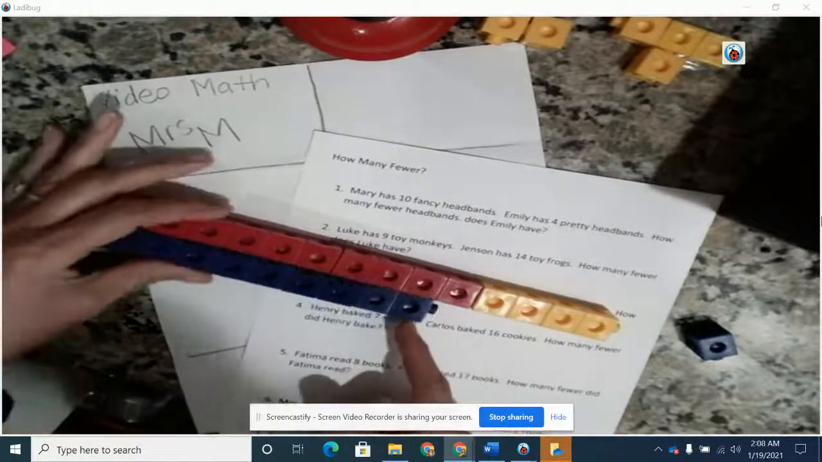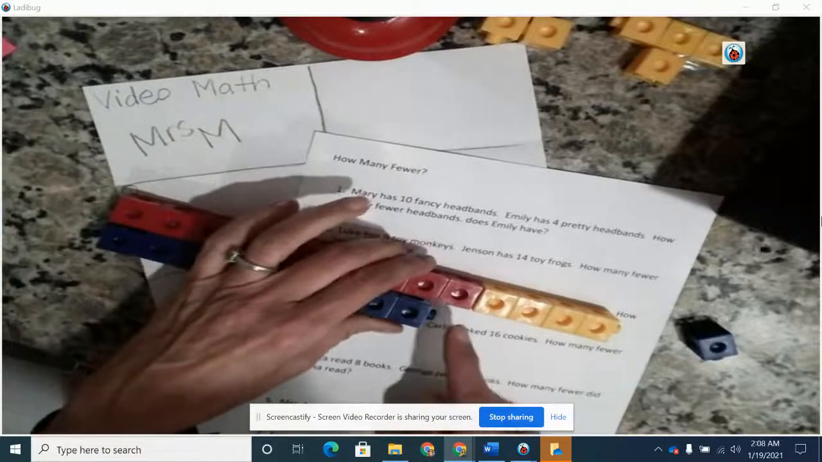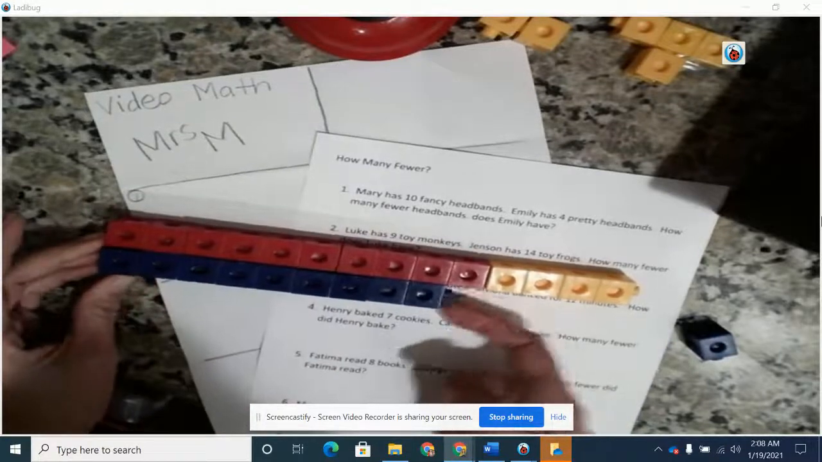That's going to show us how many fewer that Luke has. So I'm going to line those up here, make sure they match. And the ones that don't match, that's going to be how many fewer he has here, because he's missing those. He doesn't have those, so that's how many fewer. Fewer means a smaller amount.